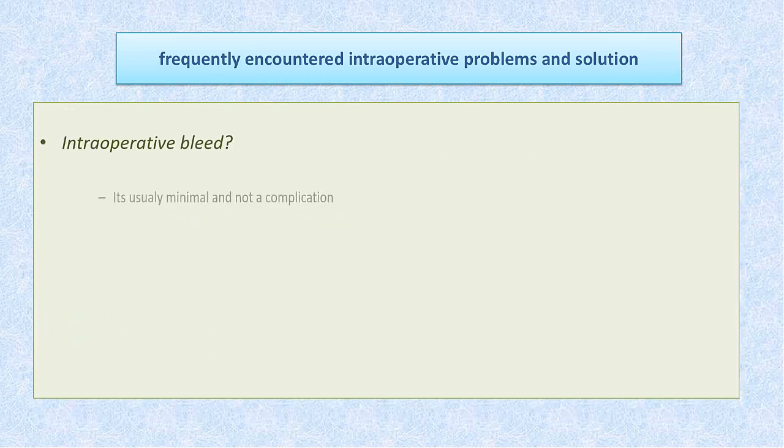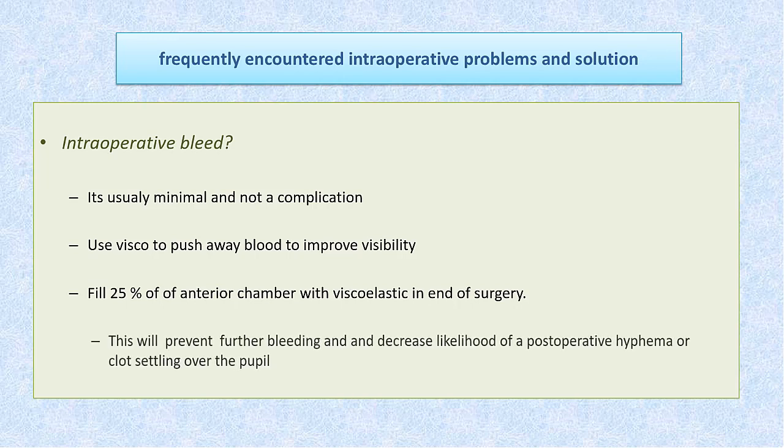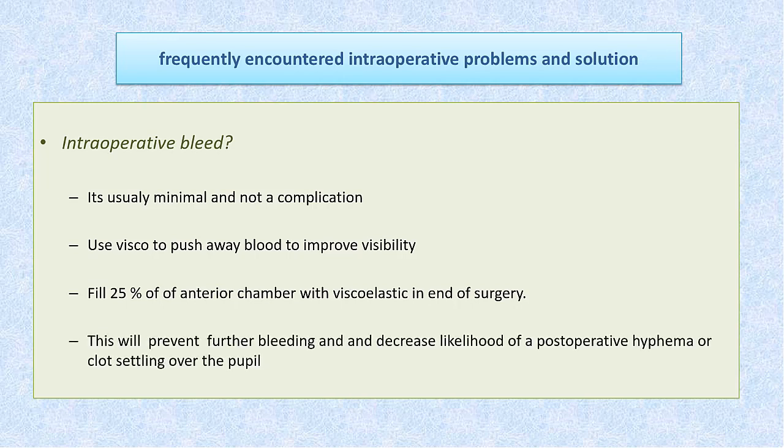Intraoperative bleed is usually minimal and not a complication. Use visco to push away blood to improve visibility. Fill 25% of the anterior chamber with viscoelastic at the end of surgery. This will prevent further bleeding and decrease the likelihood of postoperative hyphema or clot settling over the pupil.